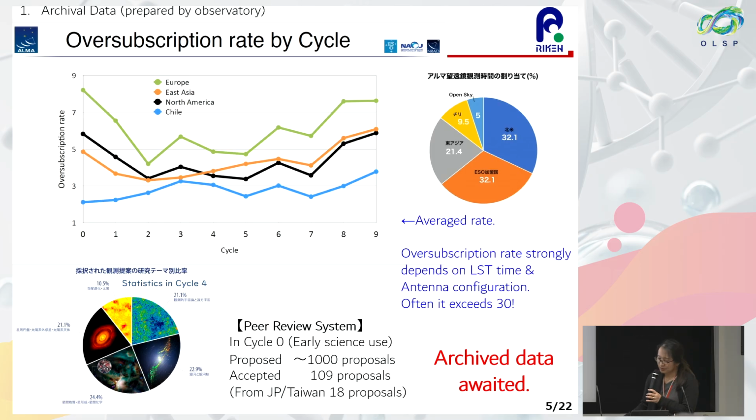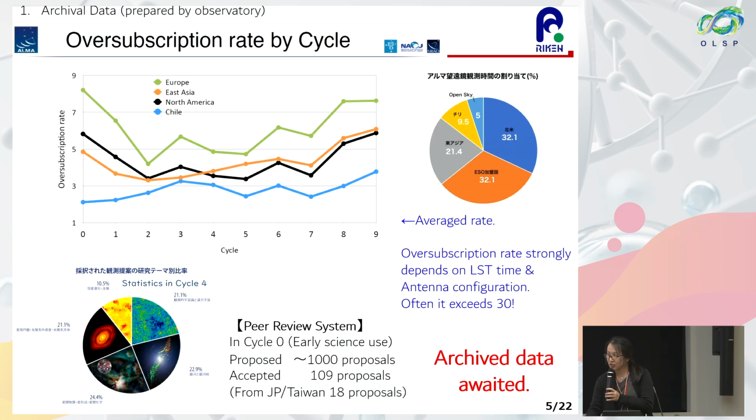But please remember that this oversubscription rate strongly depends on the type of sources and also the antenna configuration, so that for some popular antenna configurations, with famous stars as targets, the competitive ratio easily exceeds 30. This is just the average. So you can easily imagine how difficult it is to get observing time.